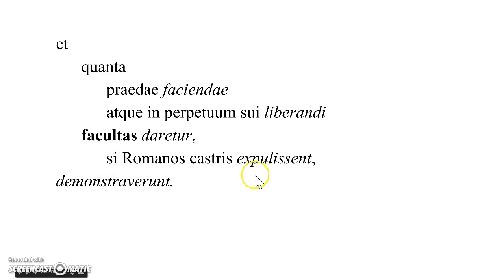If they were to expel the Romans from camp, and this is a future condition in secondary sequence because it is inside of this perfect indirect question, so it's in secondary sequence. So this expulissent is translated as were to.